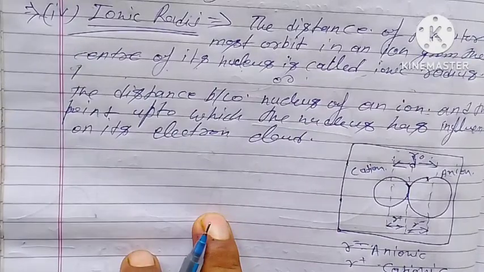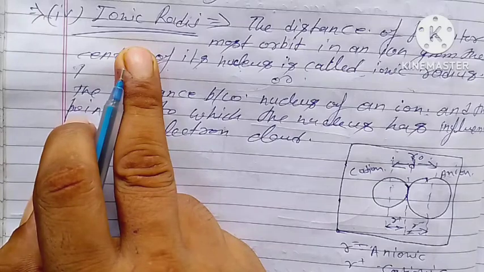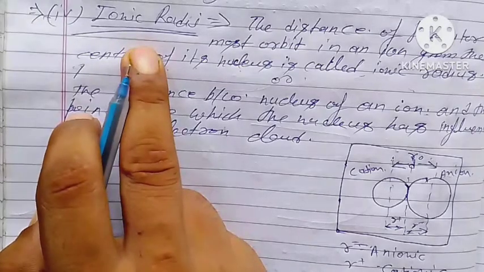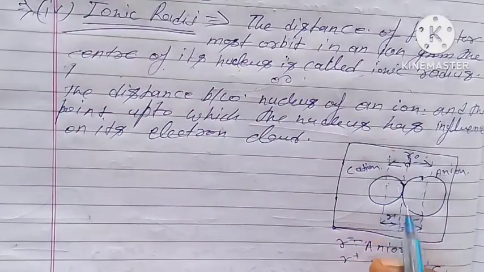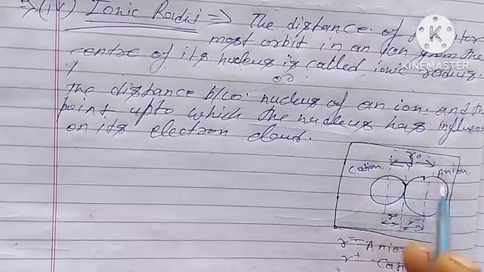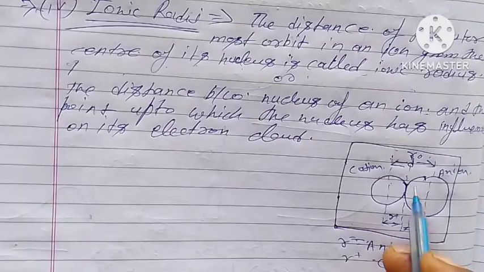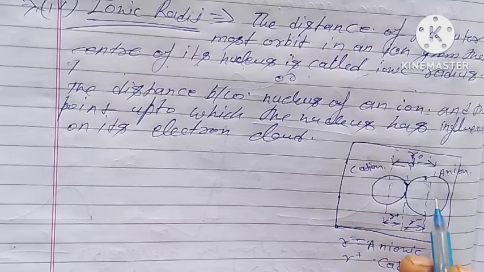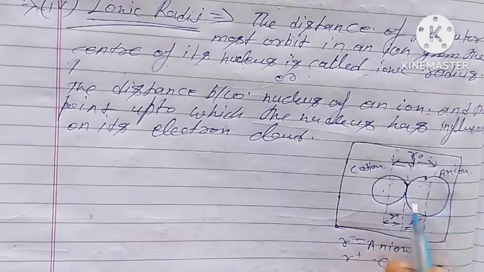Ionic radii is also expressed in angstrom. Since elements are neutral, they form cations by losing electrons and anions by gaining electrons, due to which differences arise in their size. This is the small one and this is the big one.